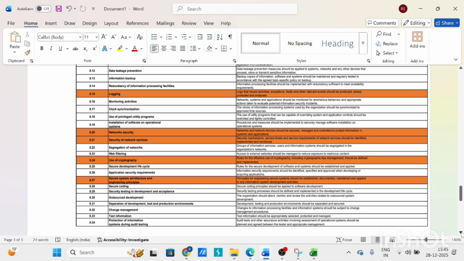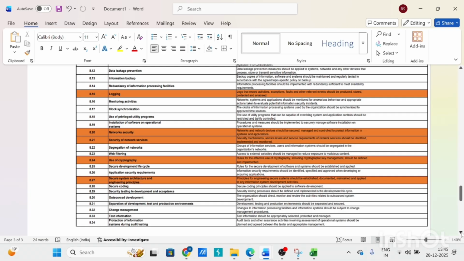8.27 talks about secure system architecture and engineering principles. Principles for engineering secure systems should be established, documented, maintained, and applied to any information system development activity. Secure coding, 8.28, is the new control added in ISO 27001. Secure coding principles should be applied to the SDLC part. Security testing in development and acceptance: security testing processes should be defined and implemented in the software development lifecycle.